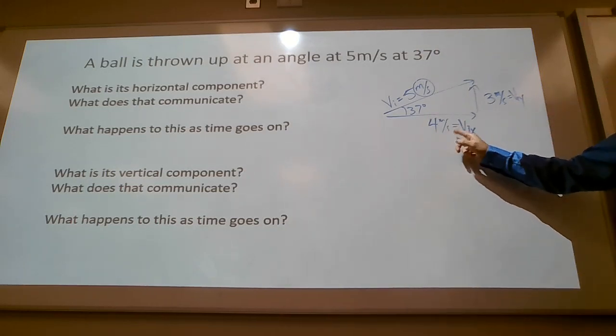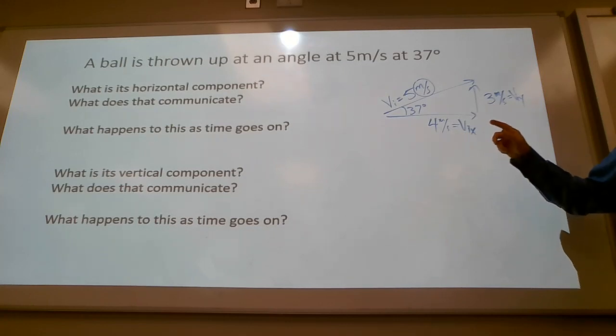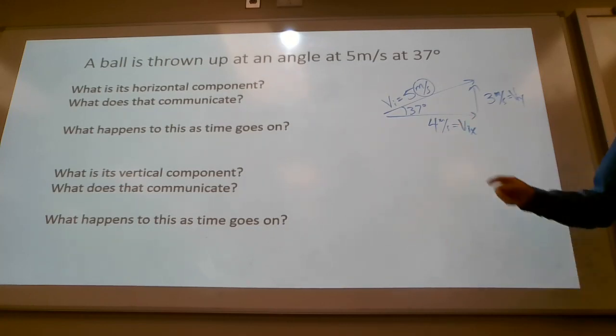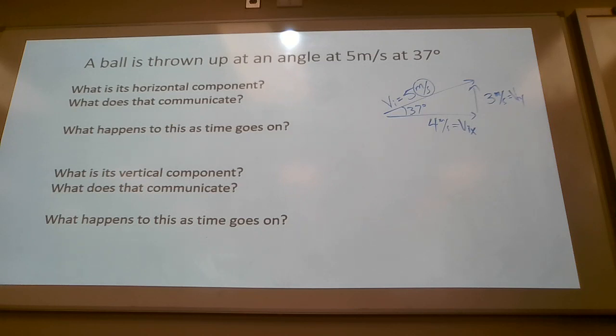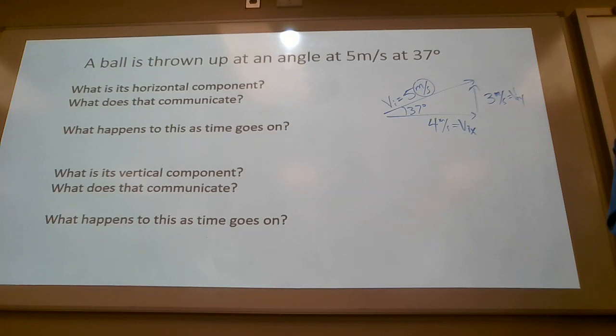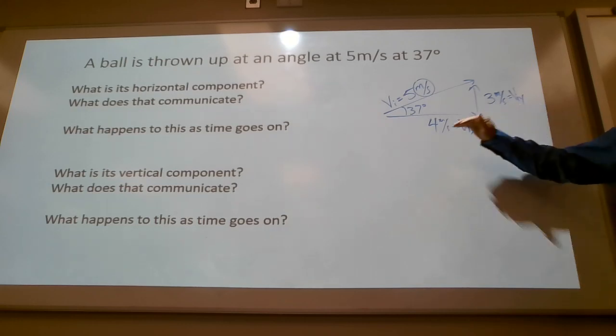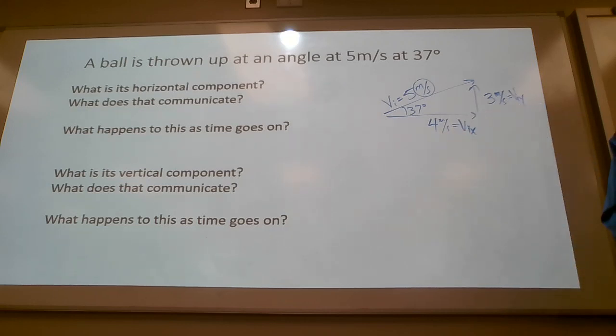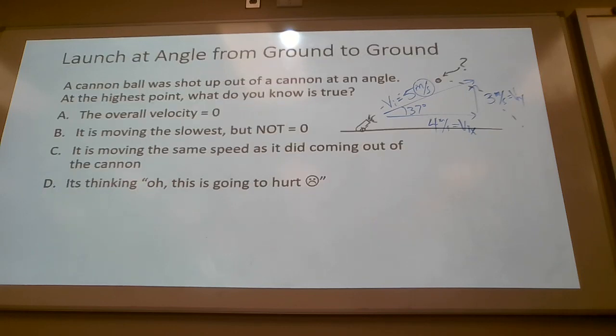In the horizontal direction, is this 4 meters a second? Does it change, or does it stay constant? In the horizontal direction, velocity remains constant. There are no forces acting on it in the horizontal direction, therefore it's going to do what inertia wants to do, and that is maintain that 4 meters a second. Good with that? Okay, give this one a shot.